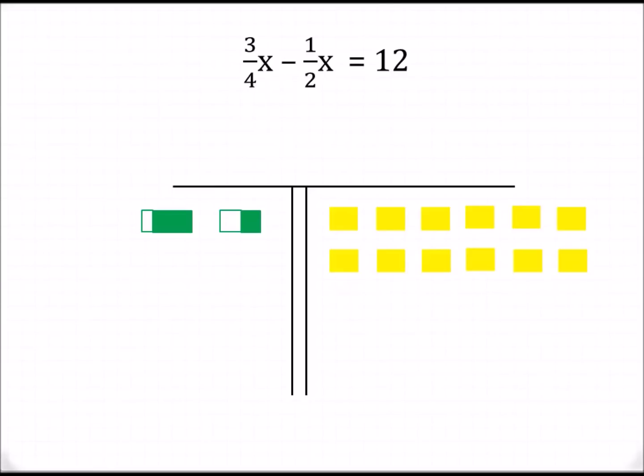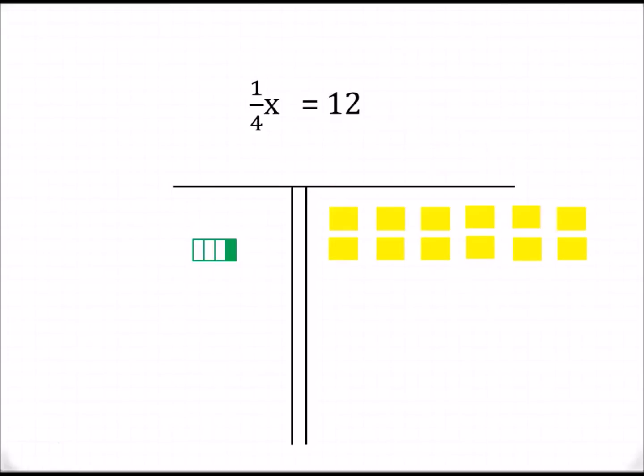Okay, now let's deal with the fraction. We have 3/4 x minus 1/2 x. The common denominator between 4 and 2 has to be 4. So this half right here has to change. To make the 2 into a 4, I have to multiply by 2, so I multiply by 2 on the numerator and 2 on the denominator as well. Now we have 3/4 x minus 2/4 x is equal to 12. If I subtract the numerators, 3 minus 2, that gives me 1, and the common denominator is 4. So I have 1/4 x. Let's show that 1/4 x right there.